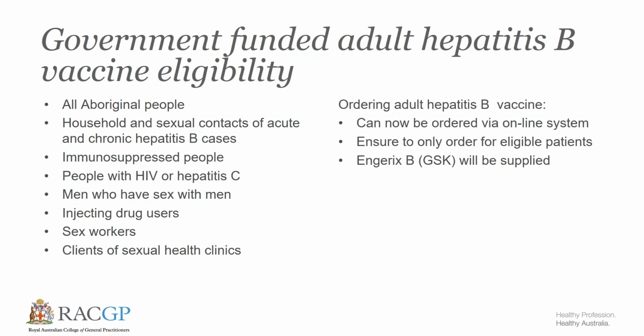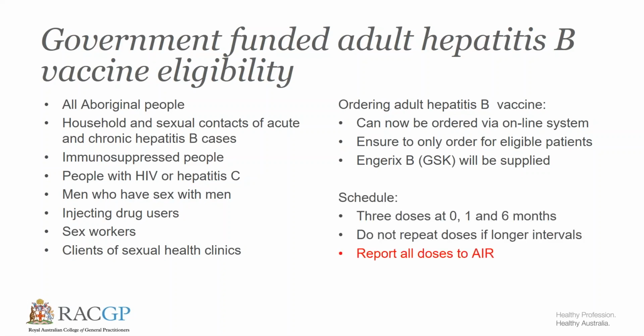There was a restriction earlier this year and last year because of the international shortage, but the supplies are now replenished. So you can now order it via the online system, just with all the other vaccine orders that you put in. But please just use it for eligible patients. It's not to be used for travel vaccine. And we've got Engerix-B at the moment.